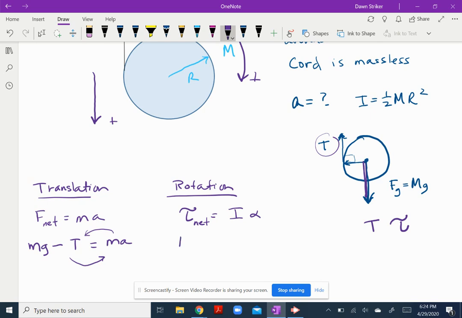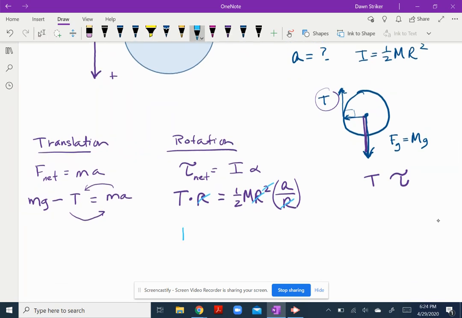So the force happens to be tension, and the radius happens to be R, okay? Torque equals I, which is 1/2 m R squared, times alpha, which is a divided by R, okay? Now, as we saw in class, all kinds of things cancel. R cancels here, and then R cancels here. So now I have an equation for tension.